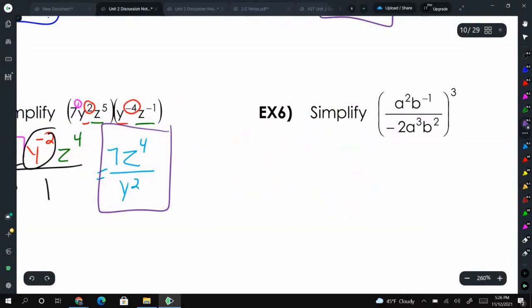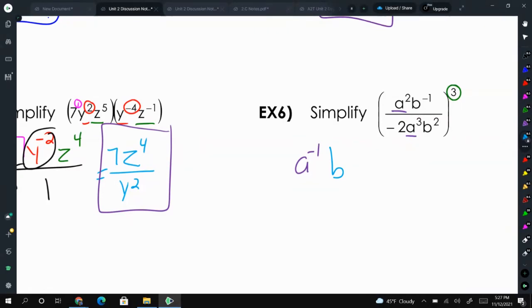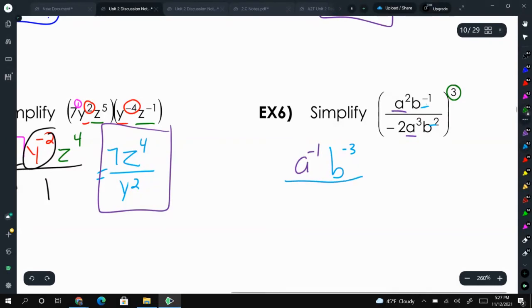All right. Example 6. I have a bunch going on here. So before I distribute that third power on the outside of everything, I'm going to deal with my bases. So a to the second over a to the third, that's going to be a to the negative 1 because 2 minus 3 is negative 1. And then b to the negative 1 divided by b squared to the positive 2 power. 1 minus 2 is negative 3. Over this negative 2 is going to stay there.